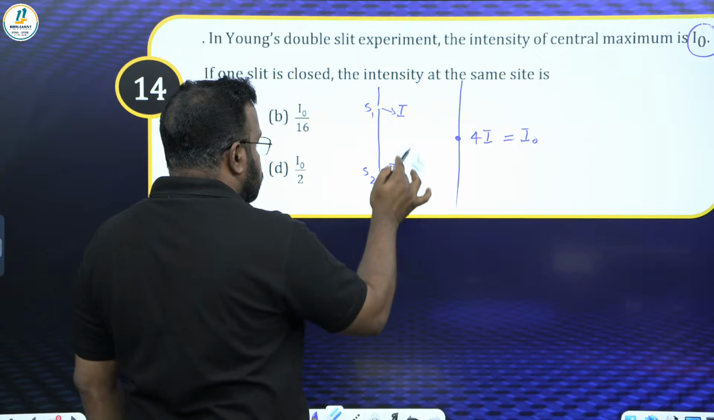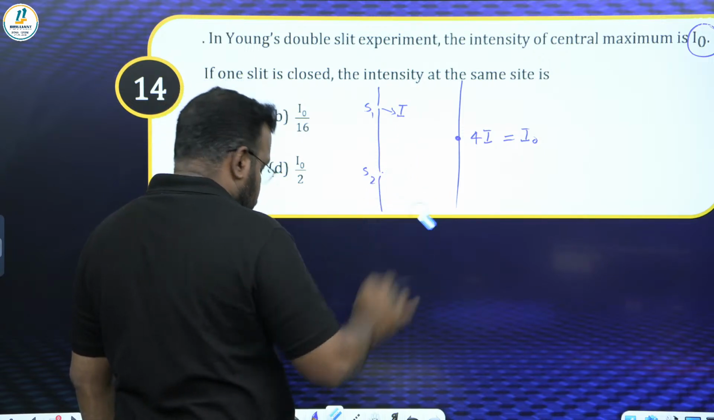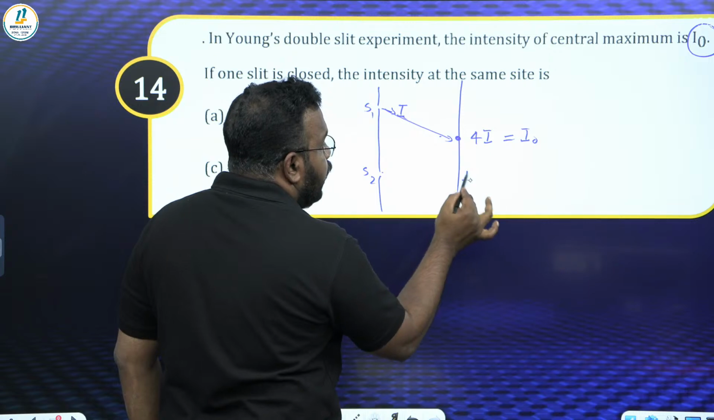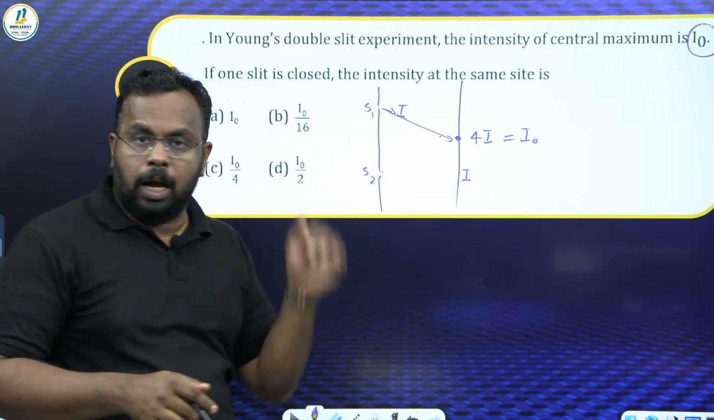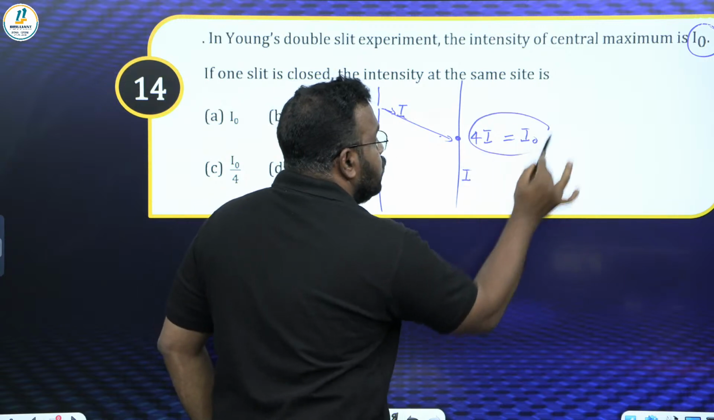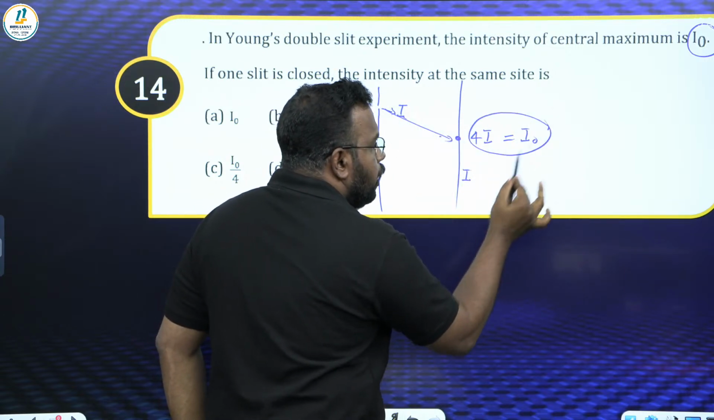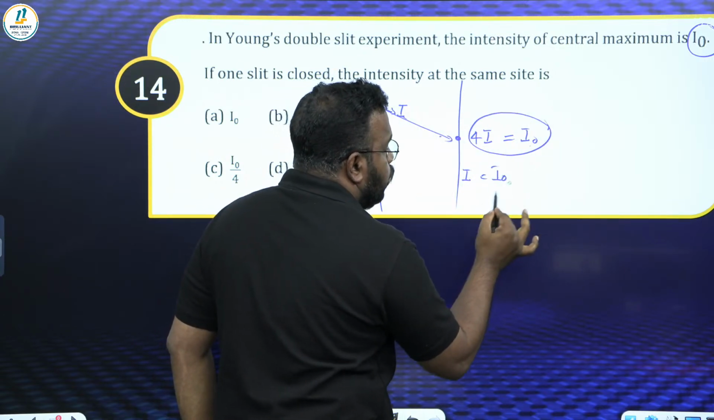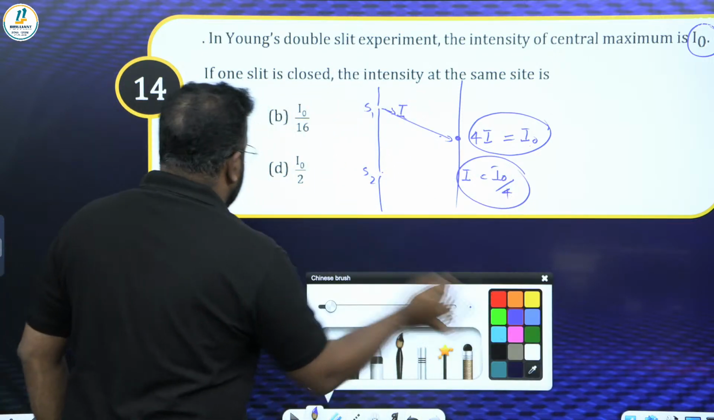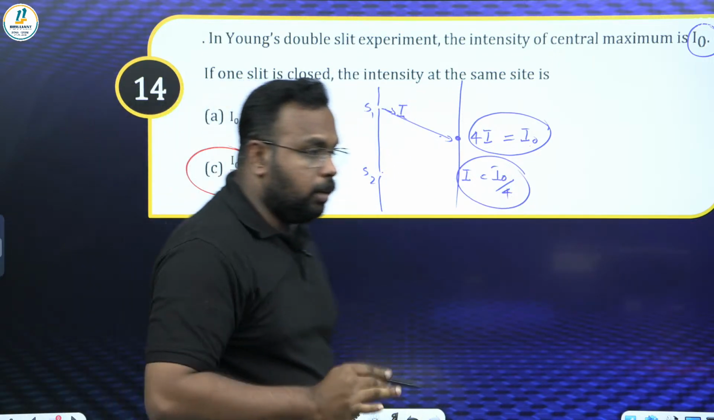One of the slits is closed means there is no light coming from this slit. Only one light will reach there. What is its intensity? I. So I is the answer. But we need an answer in terms of I0. Here you can see 4I is I0. Then what will be I? I equal to I0 by 4. I0 by 4 is the answer, which is option C. If there is any confusion, you can ask me.